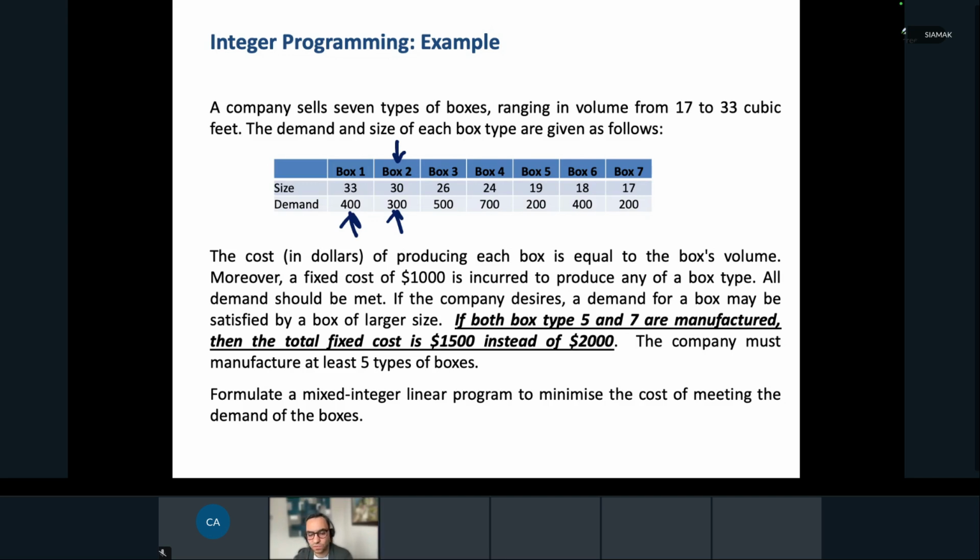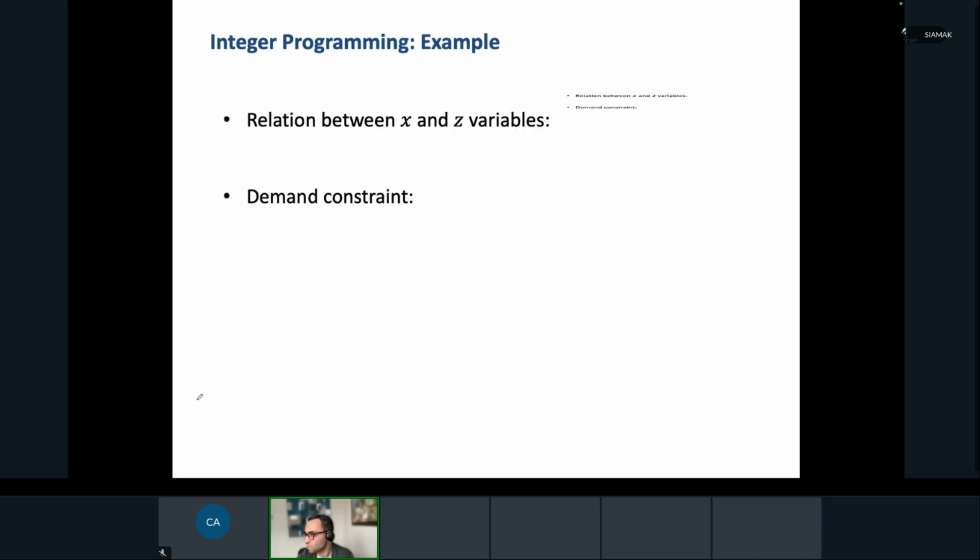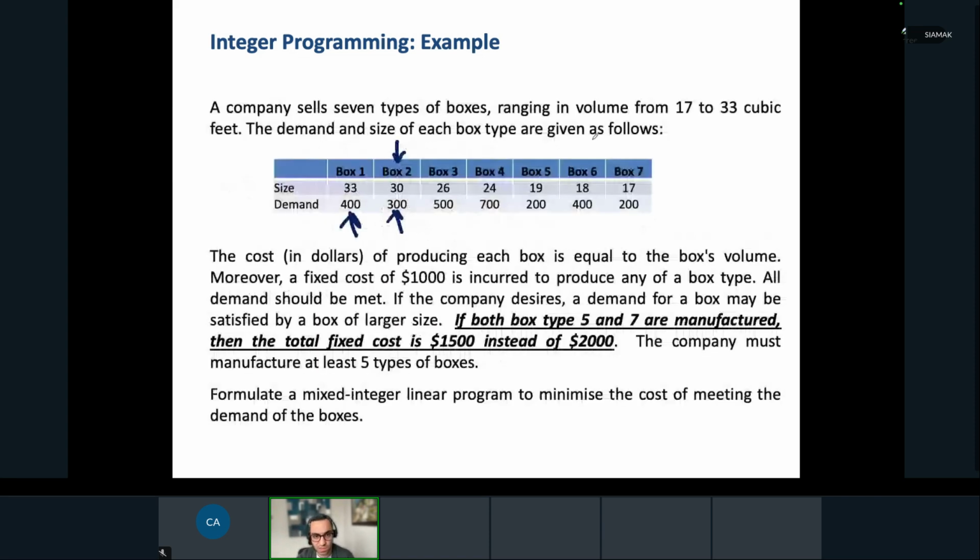Any other thought? x1 less than or equal to M y1, and the demand of the first type of box is 400. Do you think that this should be M? The sum of all boxes' demand. Yes, that should be the case, because when we have this constraint here, there is a case that you may decide to use only box 1 to satisfy demand of box 1, 2, 3, 4, 5, 6, and 7.